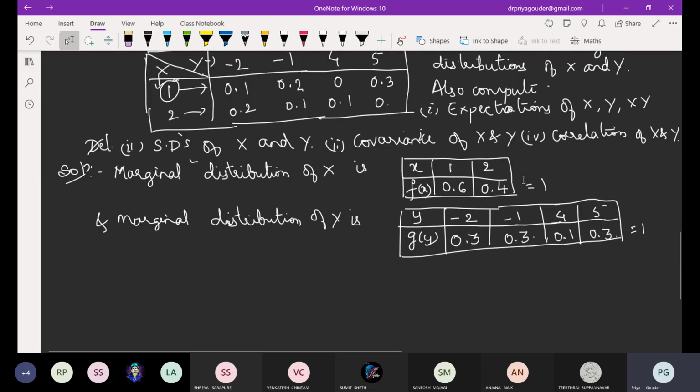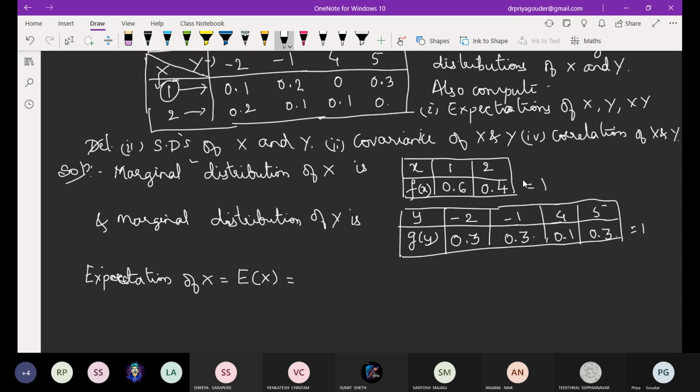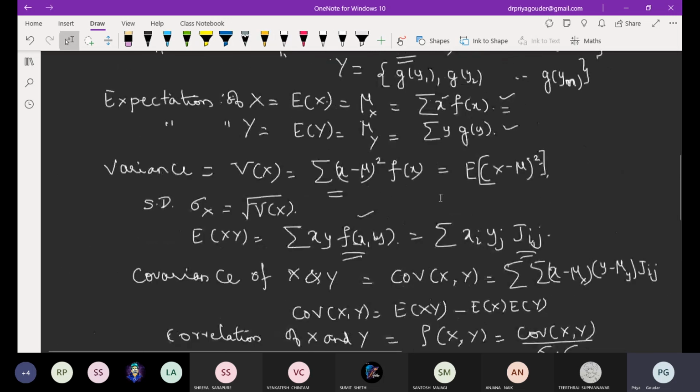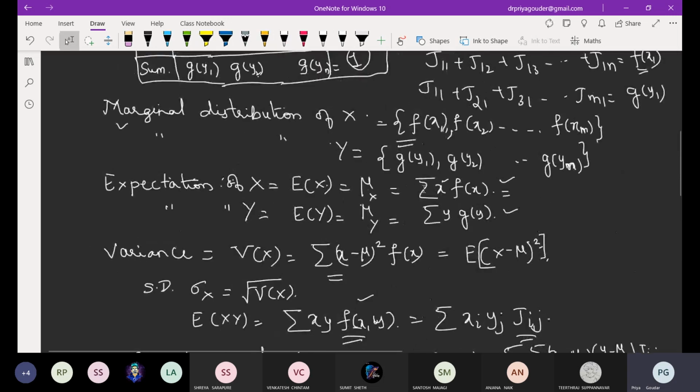Next, we have to calculate expectation. Let us calculate the expectation of x, denoted as E of x. Anybody remembers the definition just now defined? Here, expectation of x is either E of x or mu x. How is it defined?